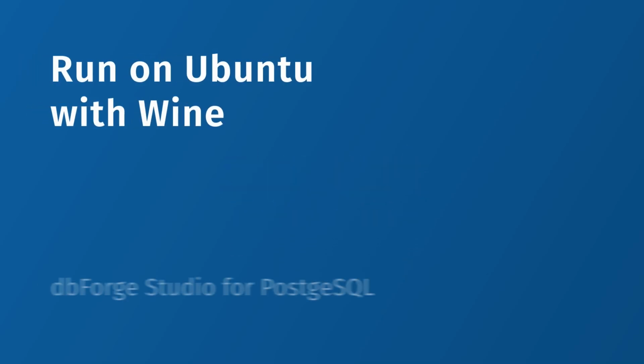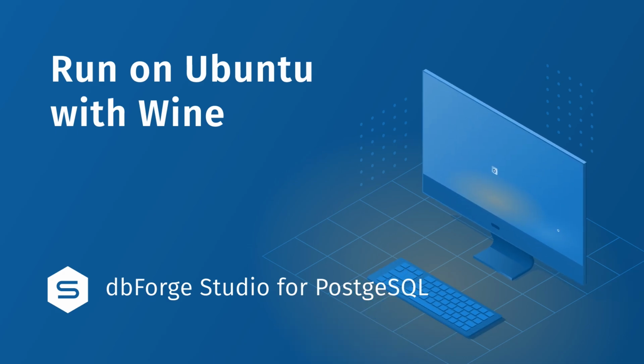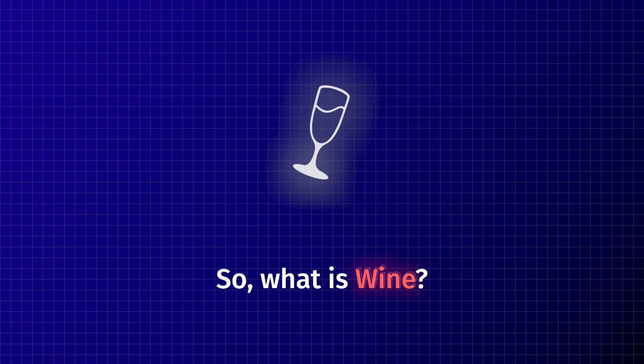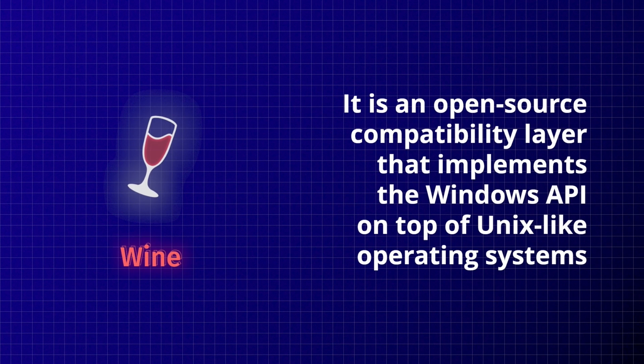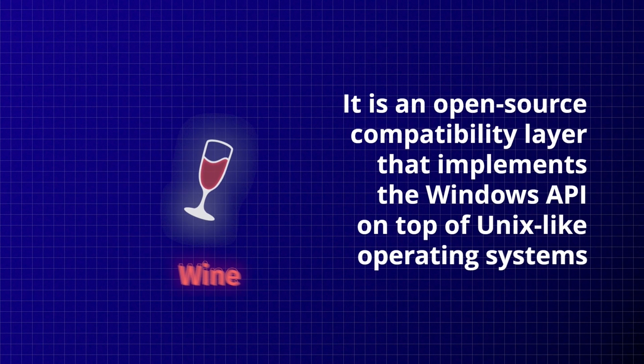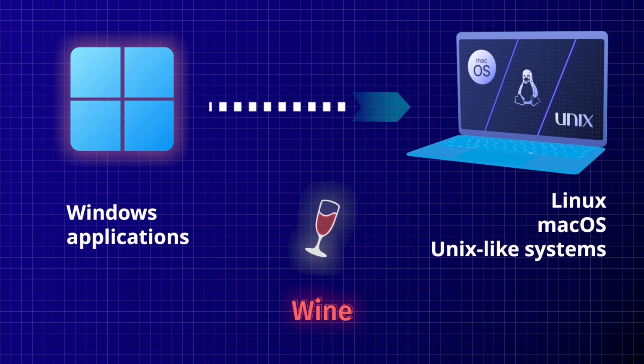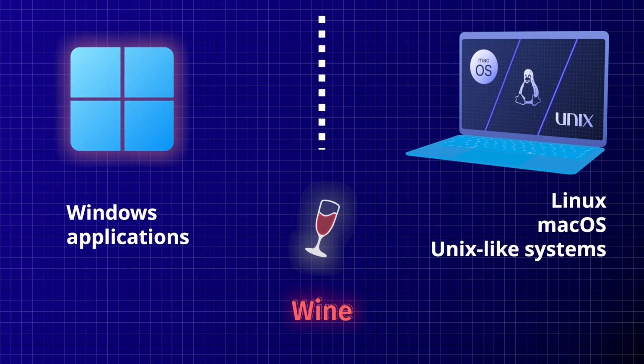In this video tutorial, we will be using Wine to install and run dbForge Studio for Postgres on Ubuntu. So what is Wine? It's an open source compatibility layer that implements the Windows API on top of Unix-like operating systems. Thus, it allows Windows applications to run natively in Linux, macOS, and other Unix-like systems without the need for Windows. Wine translates Windows API calls into equivalent calls that the host operating system can understand. This enables many Windows applications to run directly on non-Windows systems.